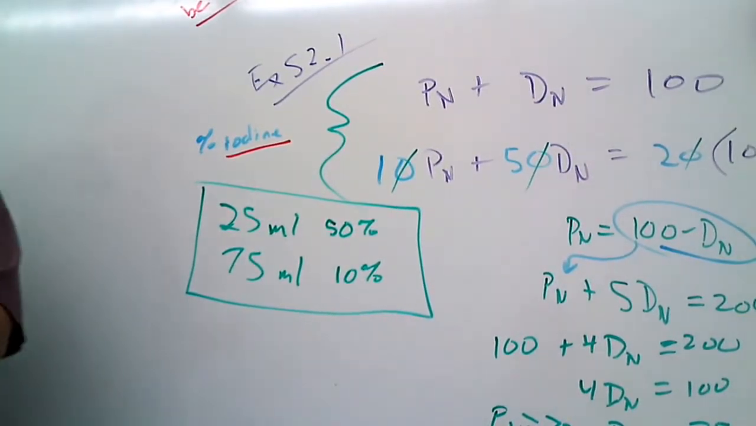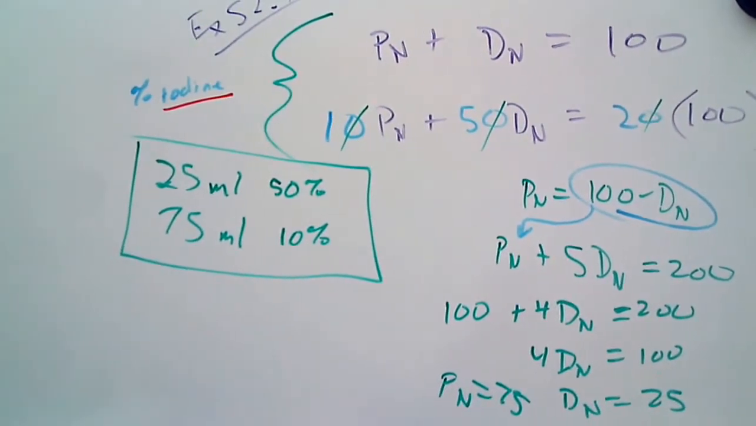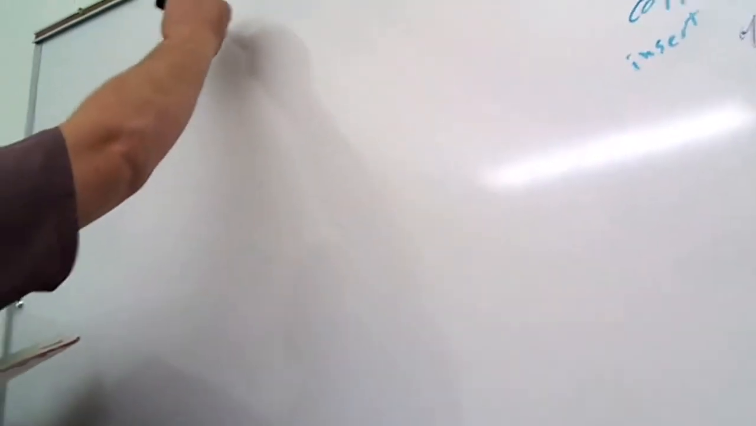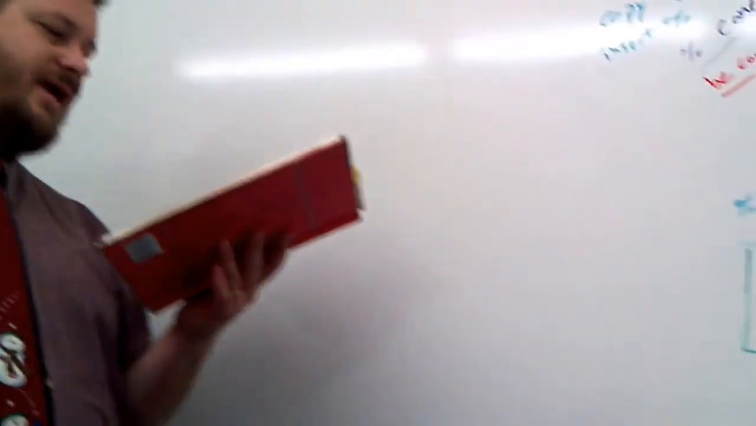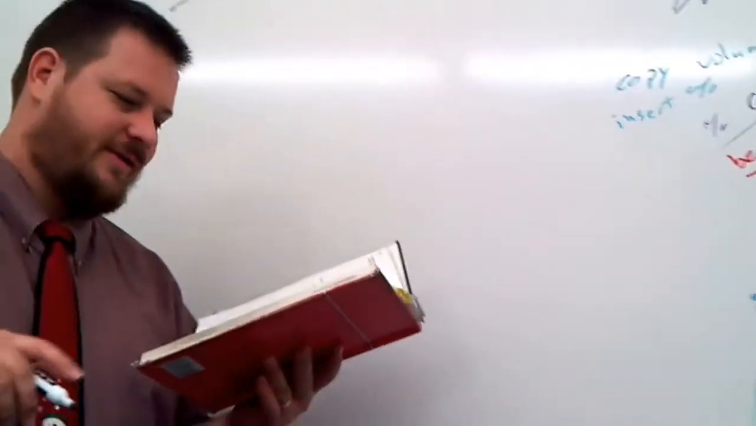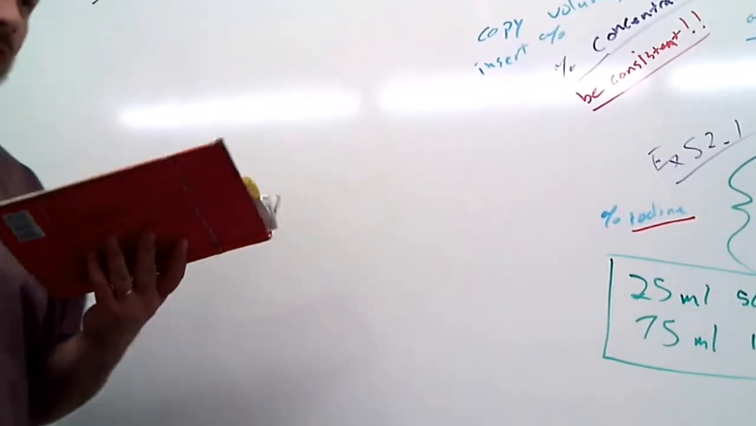So, one more example real quick. Let's see. A chemist has one solution that is 10% salt and 90% water, and another solution that is only 2% salt. How many milliliters of each should the chemist use to make 1,400 milliliters of a solution that is 6% salt?